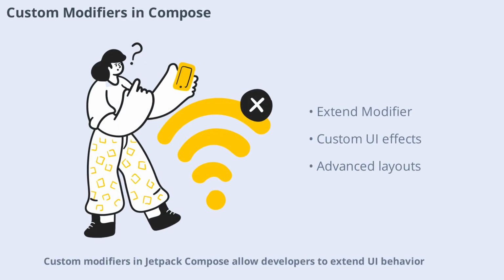Custom modifiers in Jetpack Compose allow developers to extend UI behavior. By using Modifier.drawWithContent or Modifier.layout, you can create unique visual effects and layouts. Modifiers are powerful tools for customizing composables, enabling advanced UI designs and interactions. Understanding how to build and apply custom modifiers will set you apart as a Compose expert.